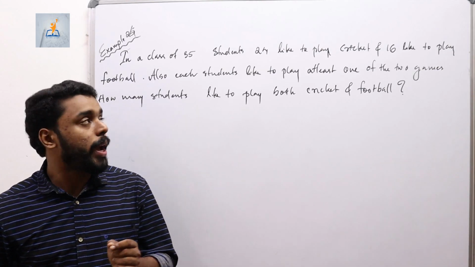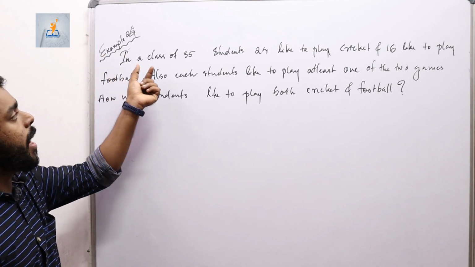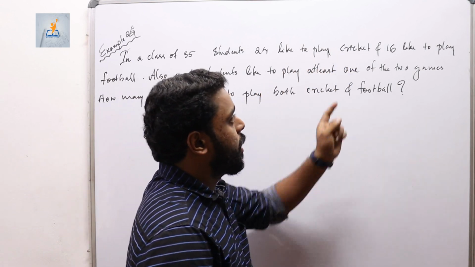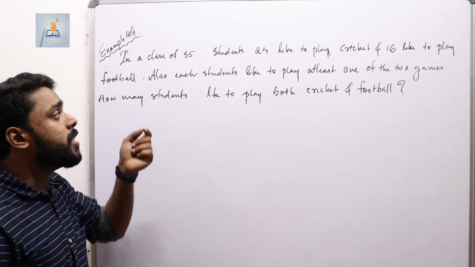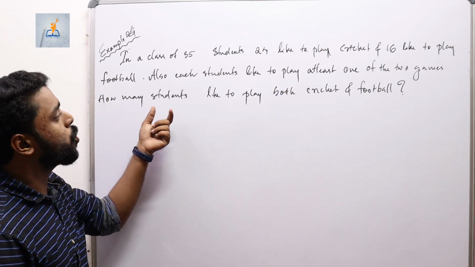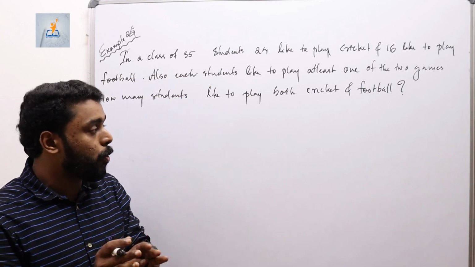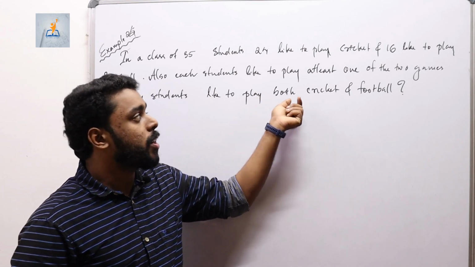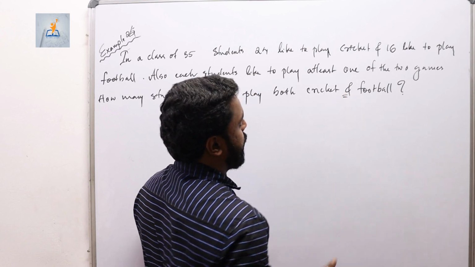Now we shall do example number 25 of your textbook. The question is, in a class of 35 students, 24 like to play cricket, 16 like to play football. Also, each student likes to play at least one of the two games. How many students like to play both cricket and football? Now you are able to identify what things we are given and what is asked. You can easily identify the "and" here, so it will be intersection.